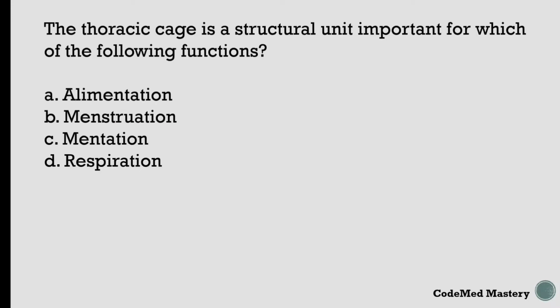Next question. The thoracic cage is a structural unit important for which of the following functions? Option A alimentation, option B menstruation, option C mentation, option D respiration. The right answer is option D respiration.